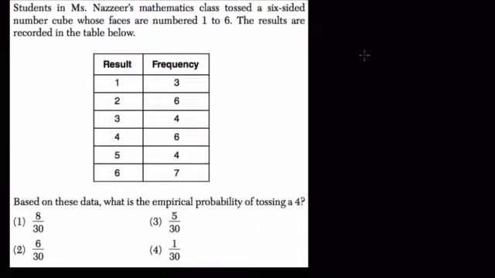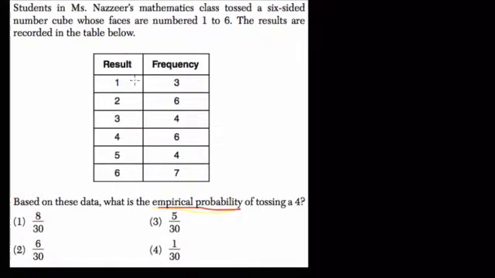Students in a math class toss a 6-sided number cube or dice. The results are in the table below. What's the empirical probability of tossing a 4? Empirical is like experimental. In other words, based on these trials, what's the probability of tossing a 4?